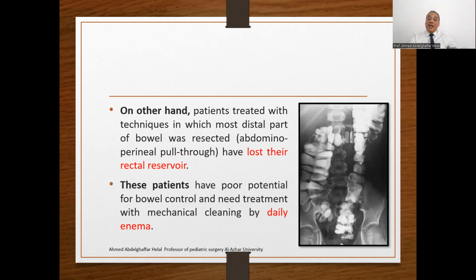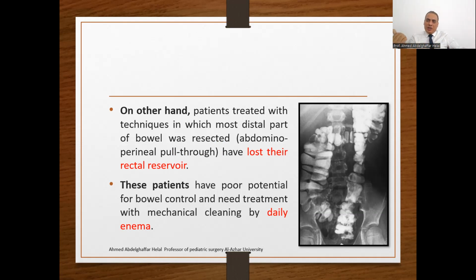So these babies have a good potential for bowel control and need some form of treatment with a stimulant laxative. On the other hand, if the patient was treated with the older technique in which the distal part of the bowel was resected, the abdominoperineal pull-through, they have lost the rectal reservoir. This baby has a poor potential for bowel control and needs mechanical cleaning with a daily enema. So the presence of this rectal reservoir may be beneficial for babies with low anorectal defects.